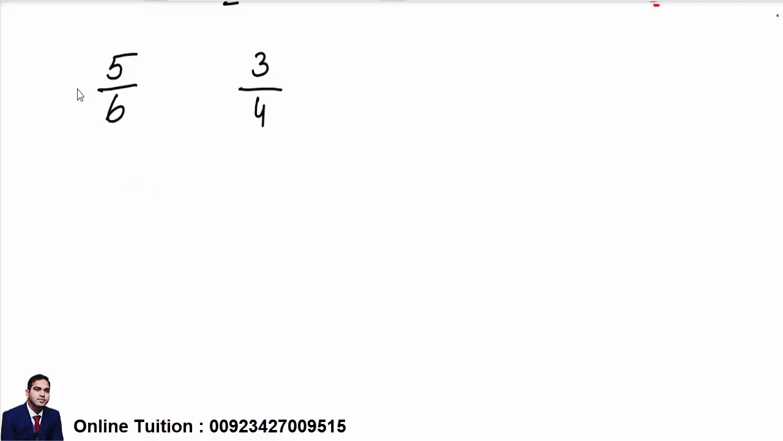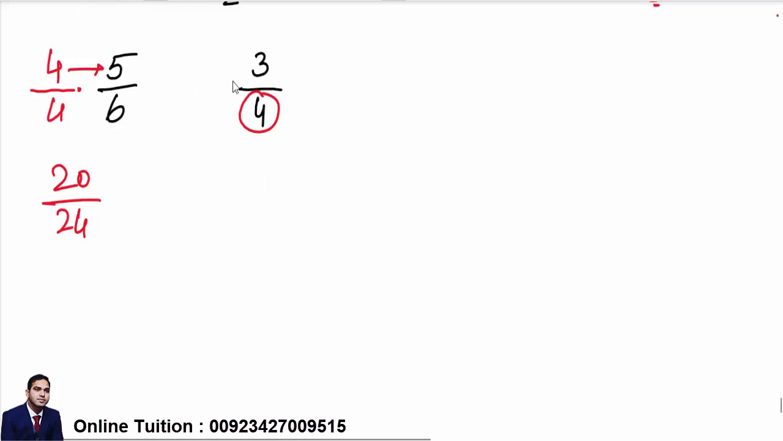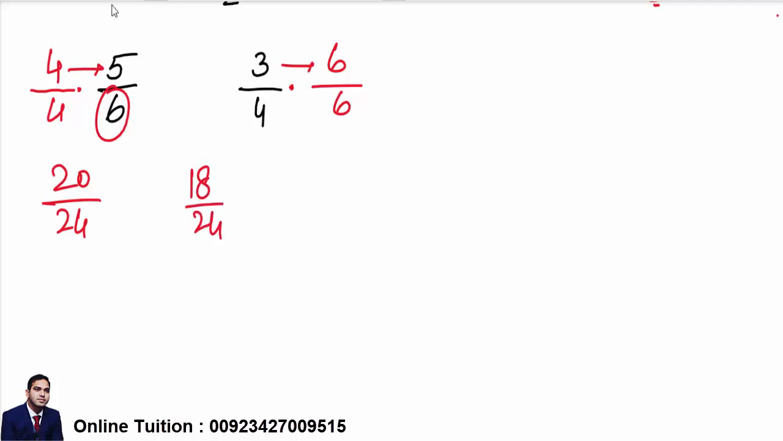For this, you have to multiply and divide this fraction by 4, so 4 over 4. Now 4 5s are 20 over 24, since 6 4s are 24. Now multiply this fraction with 6 over 6. Now it is 18 over 24. This is 18 over 24.